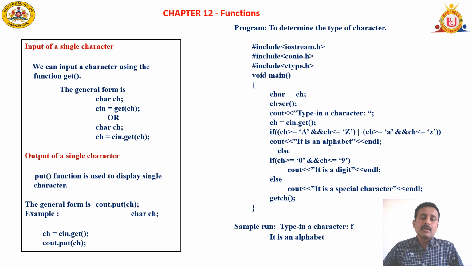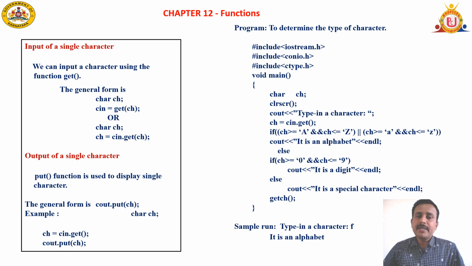So to check, we'll use this ctype.h, where functions like isalpha can be used. Here I am not using isalpha, but still I am including this. void main represents the main function. Within this pair of braces, I am going to write the statements for the program. Declaration part: char is the data type, ch is a variable name. clrscr is used to clear the screen.